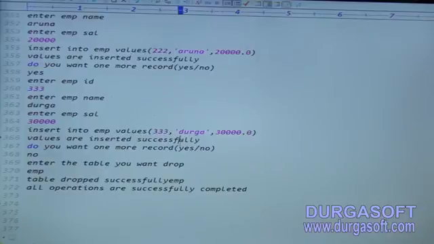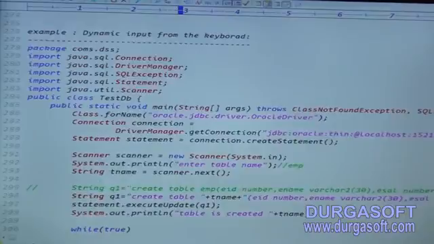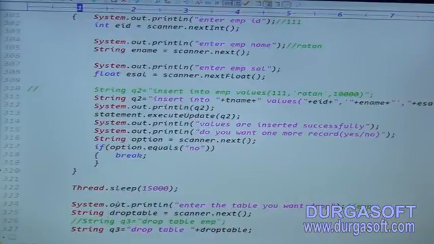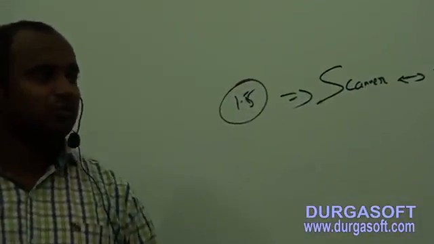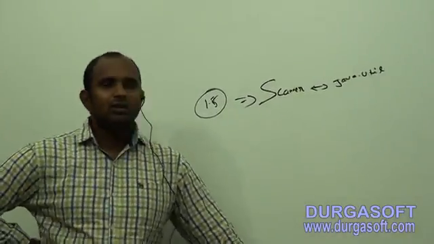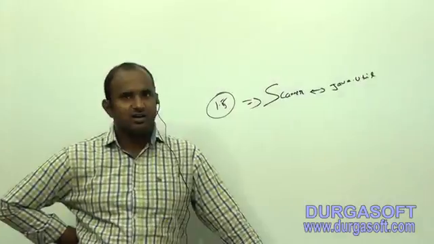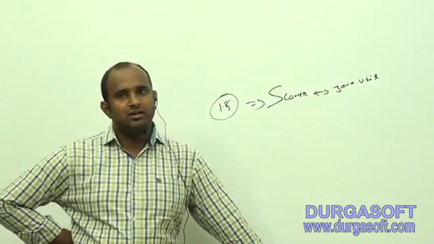Good. The next example. If that example is clear, to take the input from the keyboard I use the Scanner class. That example is also a little bit important. How to take the input from the keyboard, I just use the Scanner class, right? Good. So thank you guys, I'll meet you in the next video. We'll discuss the next part.